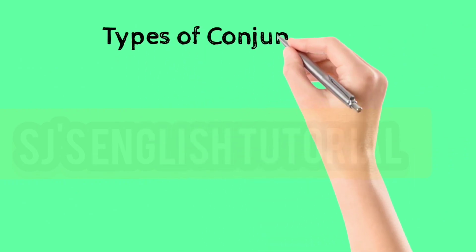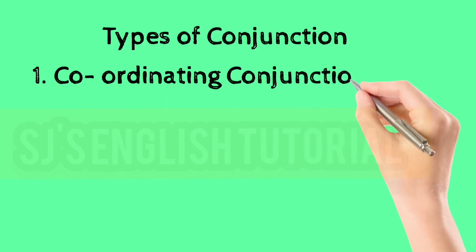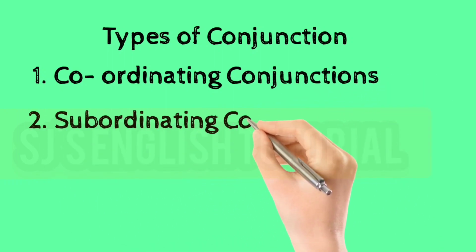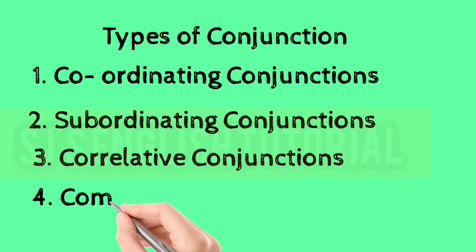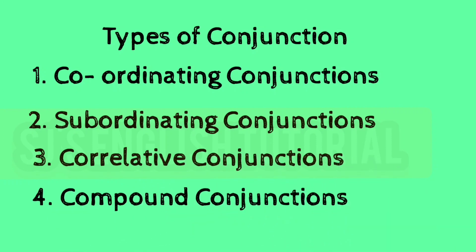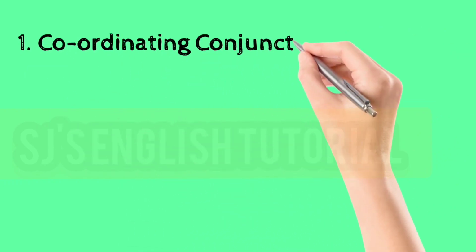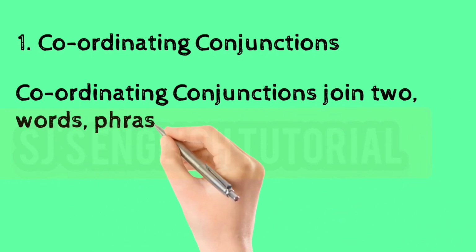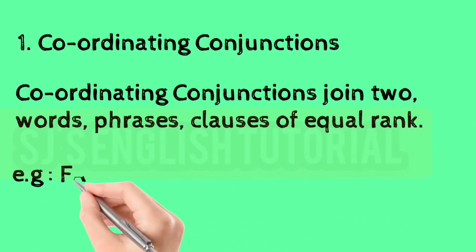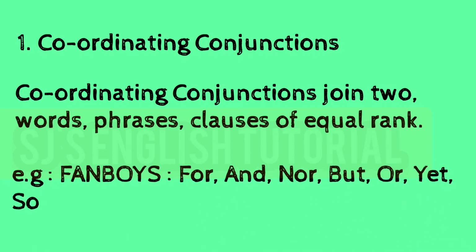There are 4 types of conjunctions based on their function. They are coordinating conjunctions, subordinating conjunctions, correlative conjunctions, and compound conjunctions. Let's see coordinating conjunctions. They join 2 words, phrases, clauses of equal rank. For, and, nor, but, or, yet, so are coordinating conjunctions. Remember the acronym FANBOYS, which stands for them.